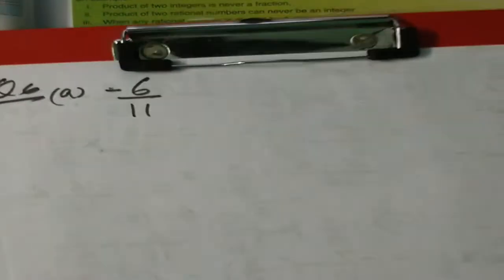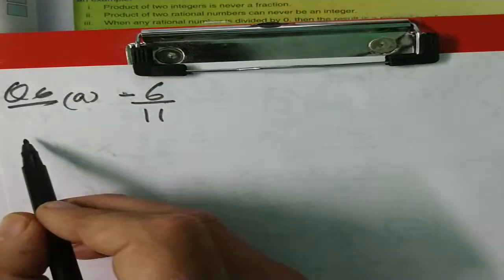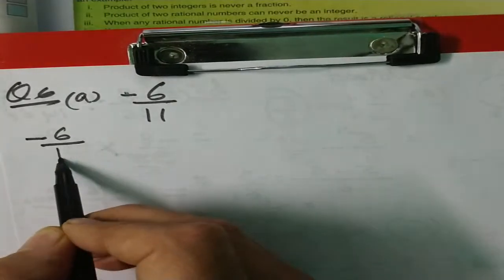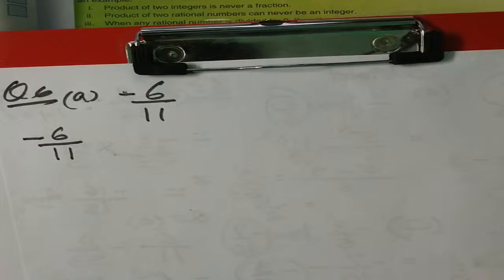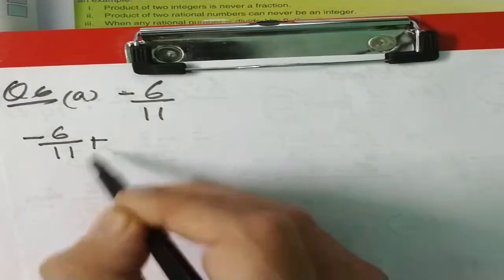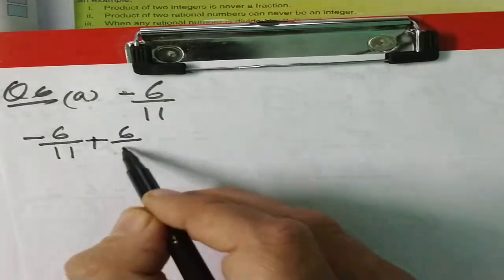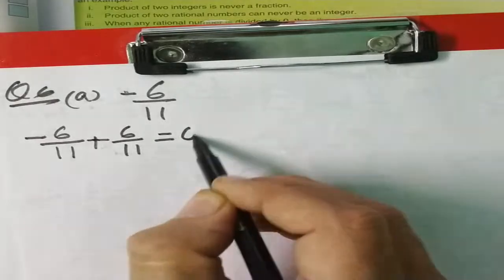Any number which is added to an answer and the answer should become 0. So what will we add with minus 6 upon 11 so that the answer is 0? What will you add so that the answer of this becomes 0? So plus 6 upon 11, then the answer will become 0.